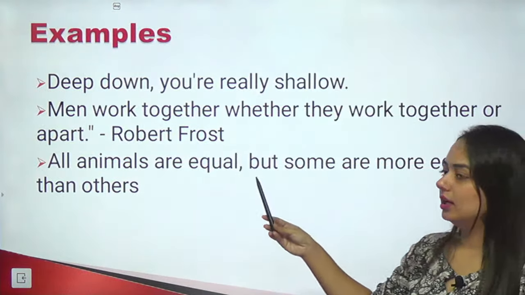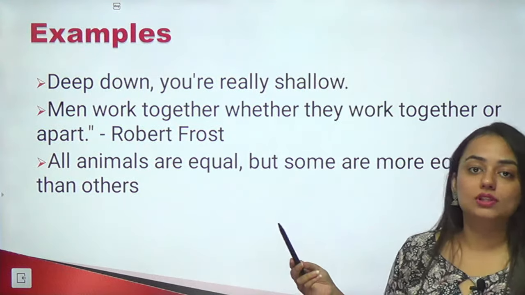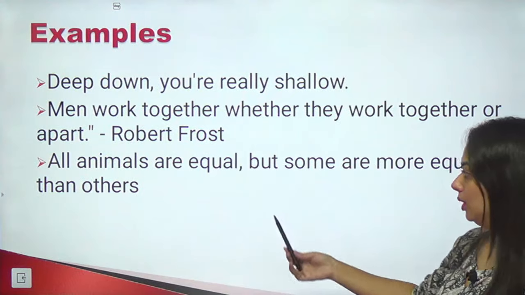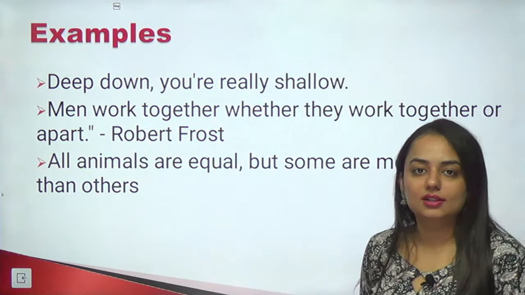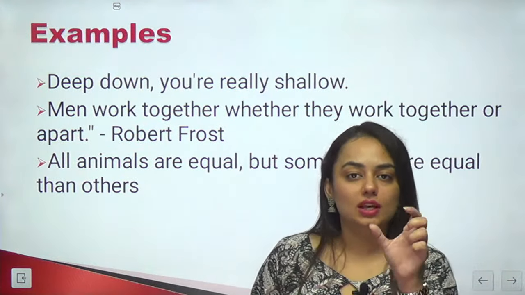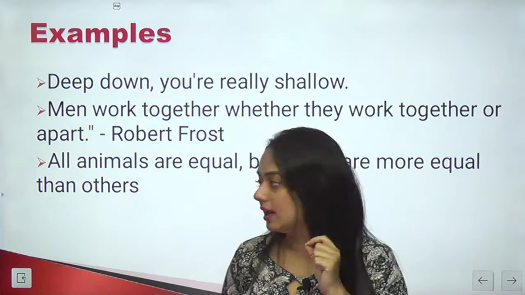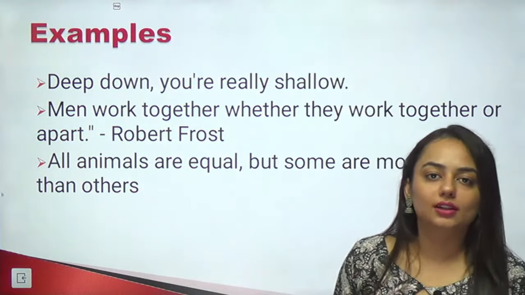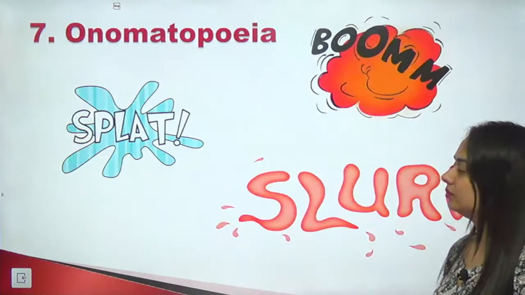All animals are equal. Now this is another example from Animal Farm, George Orwell's novel. All animals are equal, but some animals are more equal than others. How can we use these comparative words here? When we say equal, can we use comparatives with it? If we already have said that all animals are equal, how can some animals be more equal than the others? Another beautiful example of paradox.